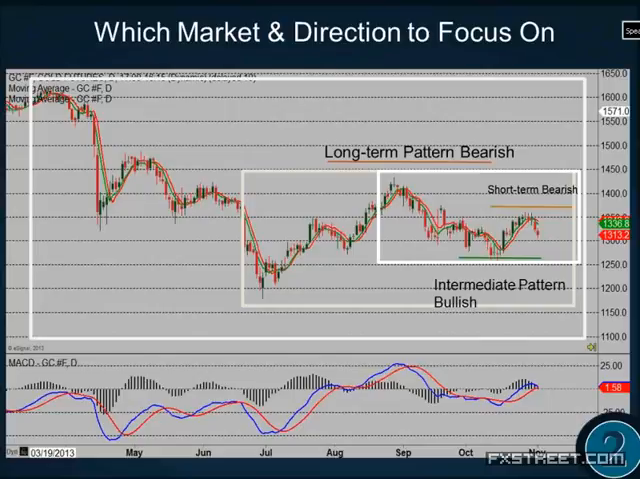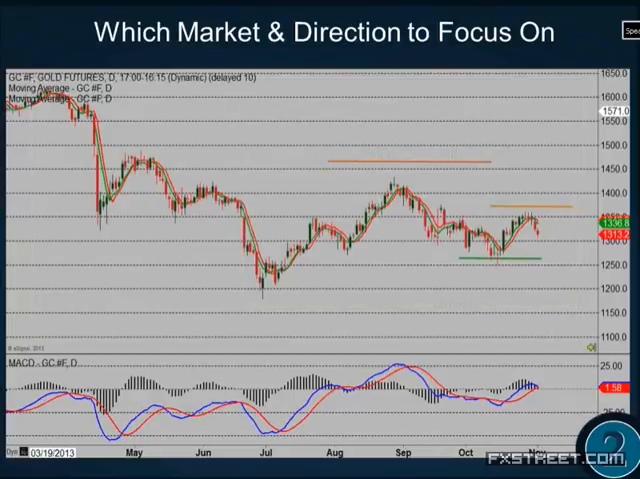Now, this chart looks kind of confusing to you now, right? Maybe. But at least you could see that there's three different patterns at play here. The long term is bearish, the short term is bearish, the intermediate term is bullish. Okay, now we're going to take away those lines, and we're going to take that information that we just showed you in that last slide, and we're going to collate it into a ratio.